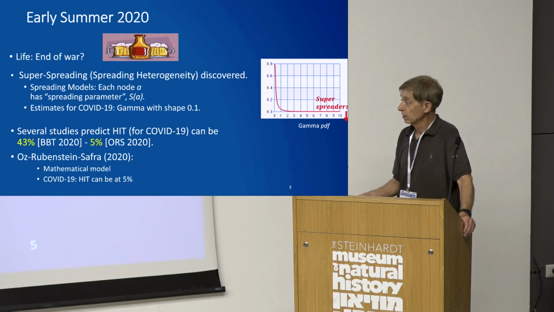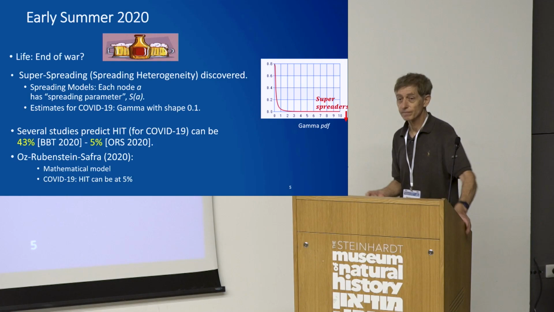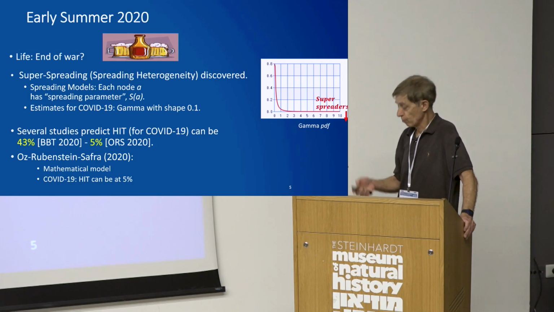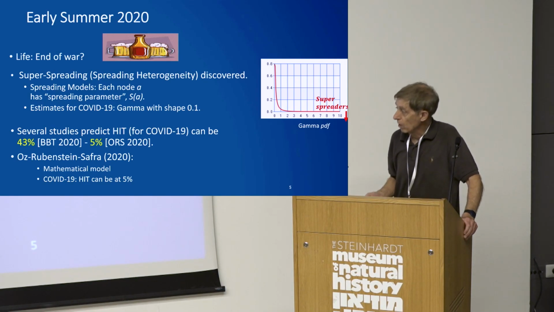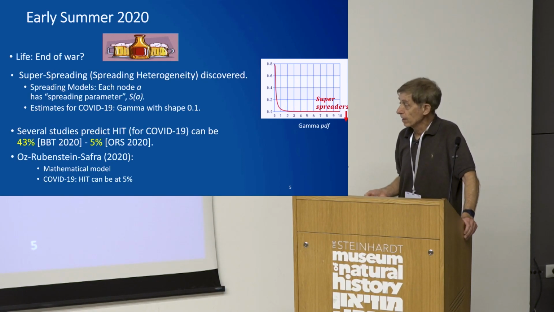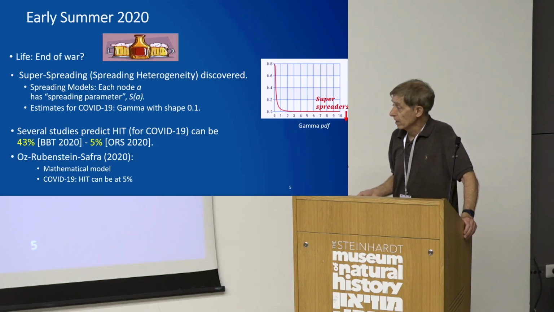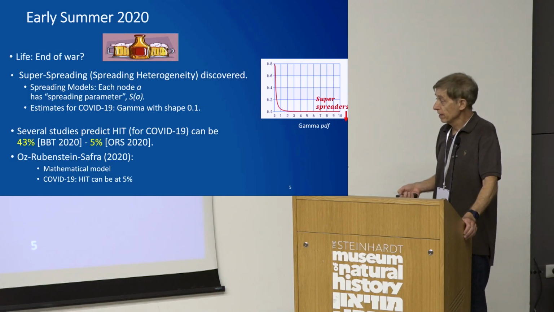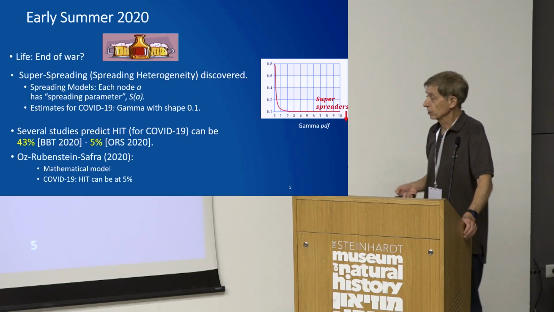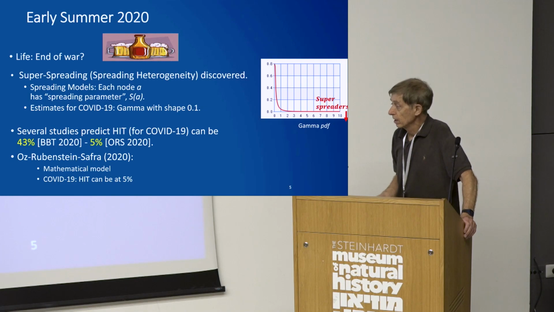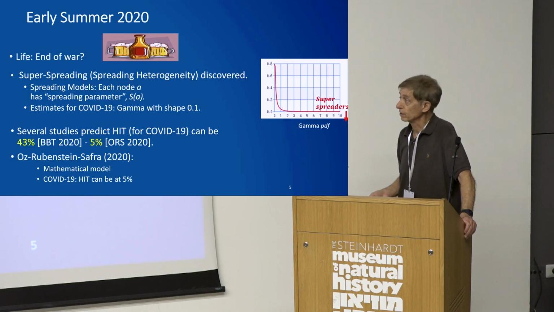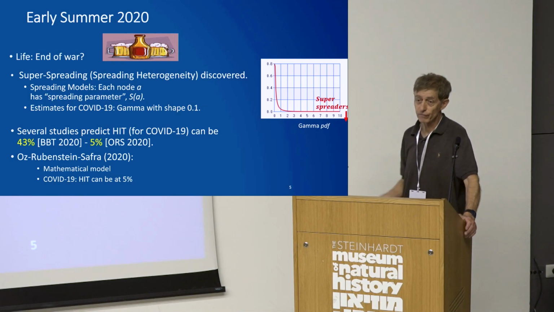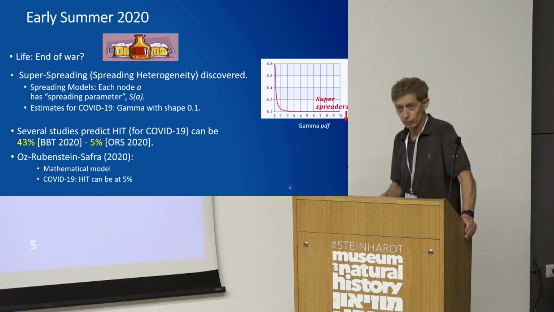In particular, this study that got us into research was born in this university, Oz, Rubinstein, and Safra came up with a mathematical model that accounts for heterogeneity, and the mathematical model reaches the conclusion that COVID will die out at 5%. This 5% and this good news of the end of the first wave brought us all into kind of euphoria.